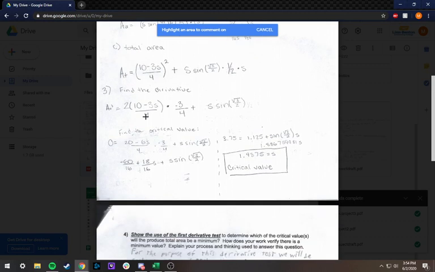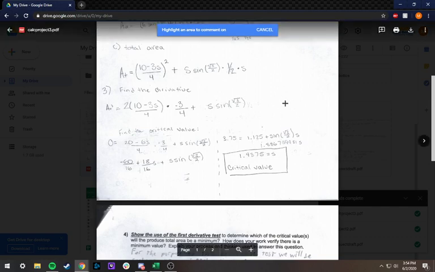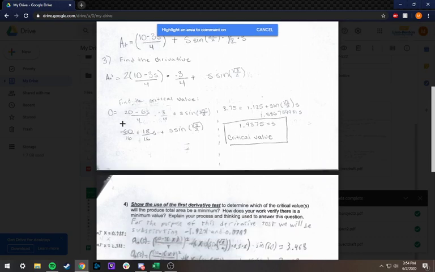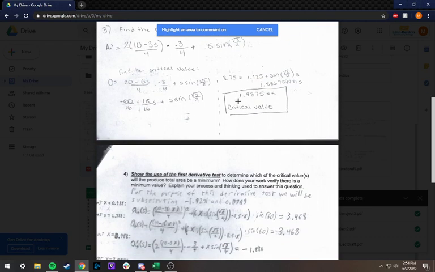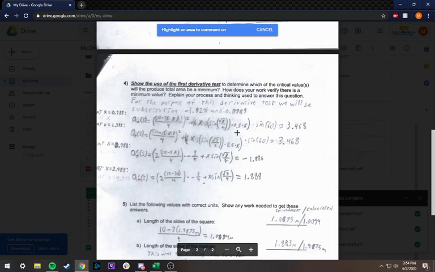And then here we found the derivative, which is here. And then to find the critical value, we set the derivative equal to 0, and our critical value is 1.9875 meters, when that's the side length of the triangle at the critical value. Alright, next we did the first derivative test.